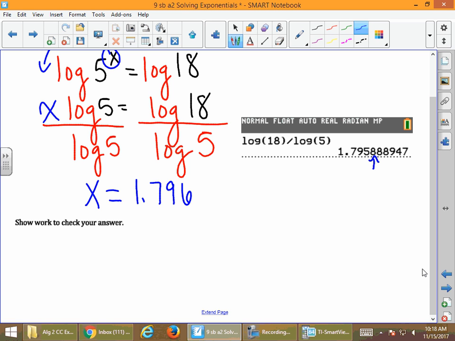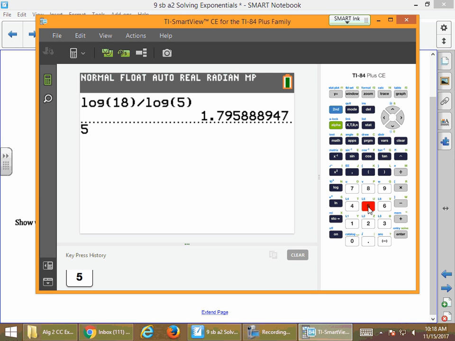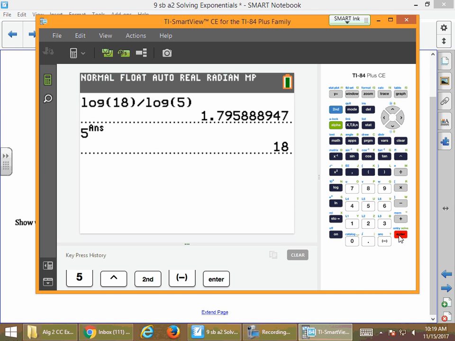Now there's another nice thing that we can show here to check our work. Leave this number in your calculator, and we can go back to the original problem. We type in 5, and it's going to be to the, so there's your caret. Then you can use the button second and the negative button. I don't know where the answer button is on the Inspire, but I know something that will work for you: 5, caret, then second and the negative button puts the answer. What it's doing is taking the 1.795888947 and filling it in there without us having to type that whole big long decimal. And when we press enter, we better get 18. And sure enough, we do.